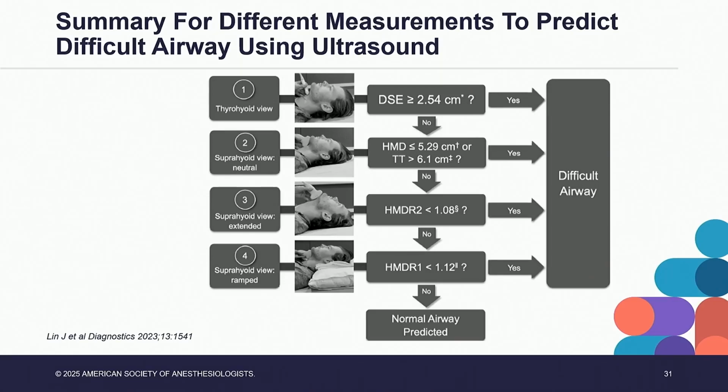Yes, it seems a little bit difficult to measure it at the same time, but I think the best way for predicting difficult intubation, according to the literature, is the distance between the skin and epiglottis and also the hypomental distance ratio. That is, I think, the most sensitive and most specific, rather than going through all of these algorithms. But if you have time and you do all of these measurements pre-operatively, you can have a very good understanding of how to predict difficult intubation for the patient.